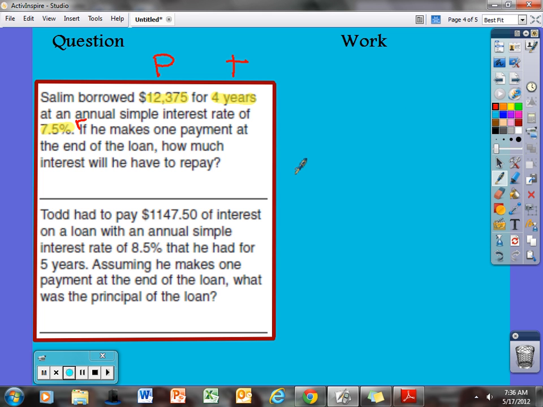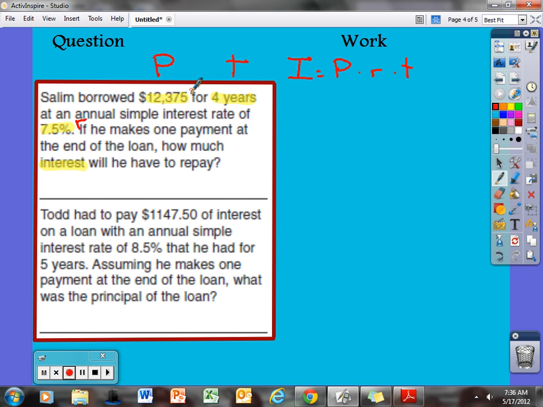If he makes one payment at the end of the loan, how much interest will he have to repay? So we're trying to solve for interest, the simple interest. Not only does he have to pay the $12,375 back, but he also has to pay interest on that. Remember the convenience of borrowing that money at the time. The bank wants to get some money back from you. So my formula is interest, or simple interest, equals the principal times the rate times the time.